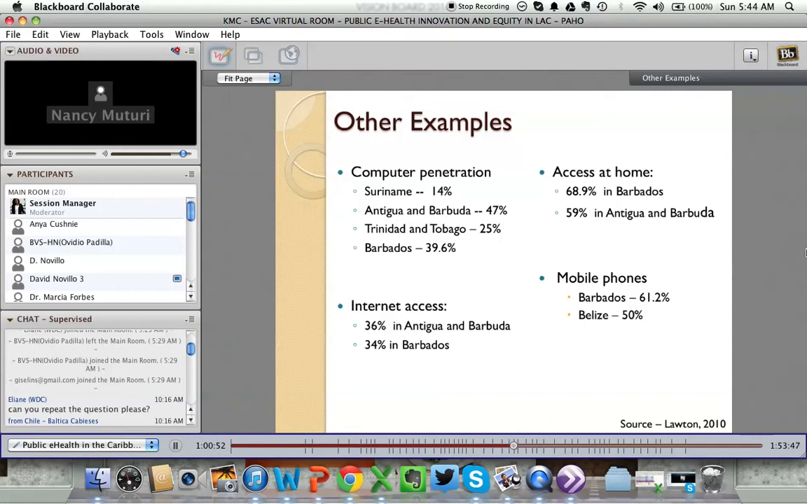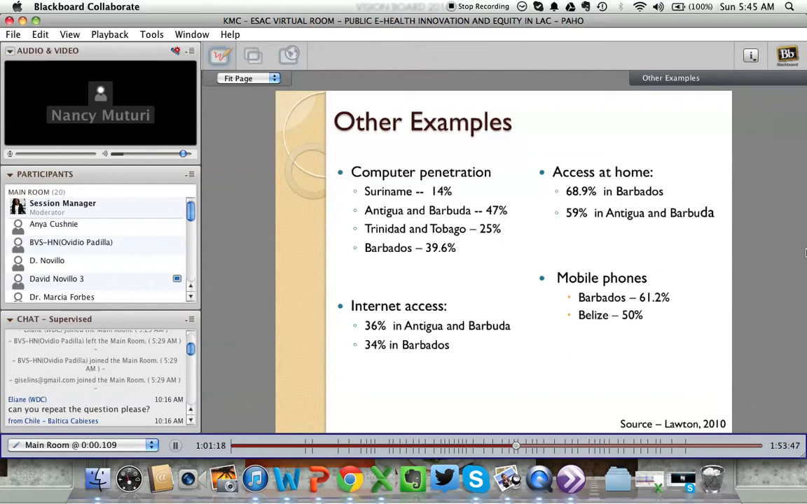So these are just other examples that I pulled from one of the documents. Again, it's not every country that has this kind of current data. So these are just examples of what has been documented. Every country has it, but some of it is a little bit outdated. But this gives you a few examples of what we mean by penetration.